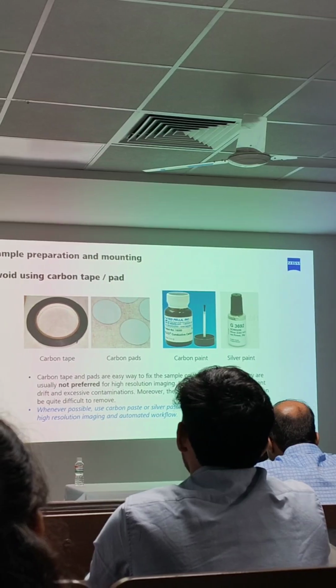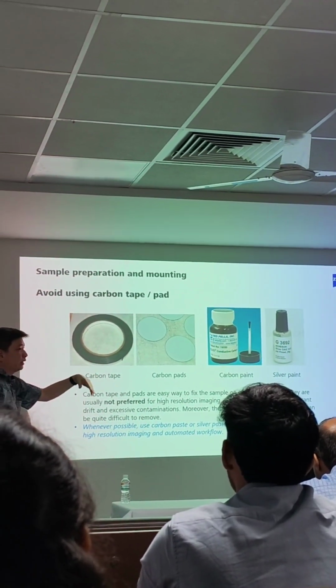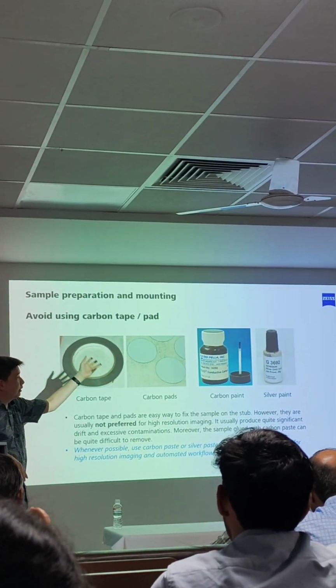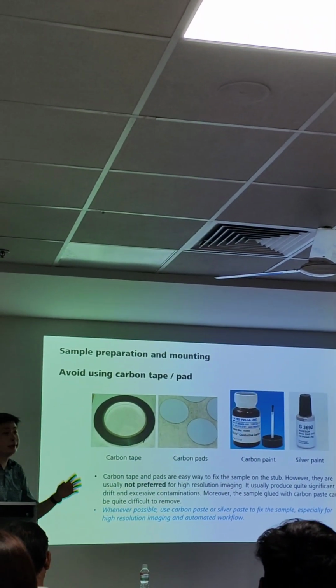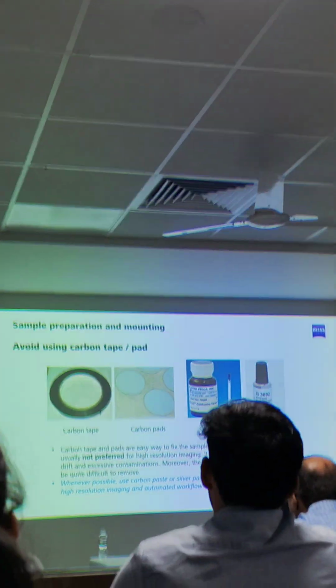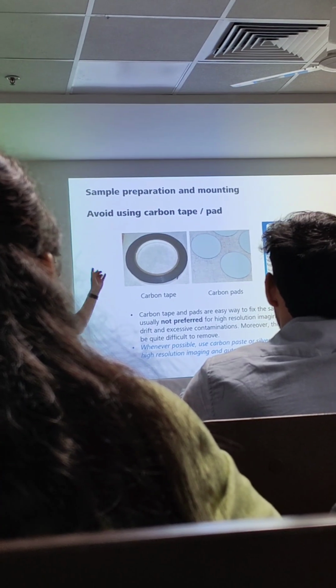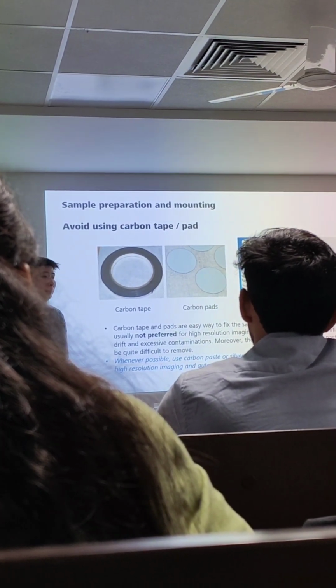Normally, if you buy a microscope, I hope my Indian colleague here supplies you with all these: the carbon tapes, the pads, the carbon pen, the silver pen, and all that. These are the tools that you use to mount your samples. Okay? But remember, all these are not your sample.